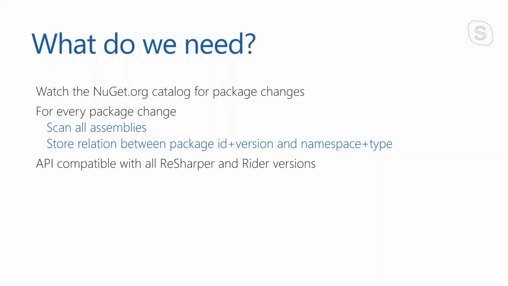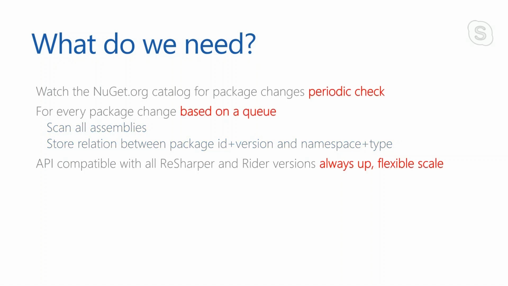So let's build a new version. What do we need? We need something to watch the NuGet.org catalog for changes in packages. For every package change, we want to download the package, of course, crack it open, it's just a zip file, and then scan all the assemblies that are in there. So we want to open up the assemblies and look what public types are available in there, and then store somewhere the relation between the package ID and version and the public namespaces and types that are in there so that we can search for them later on in the API. That, of course, has to be compatible with ReSharper and Rider versions since the beginning that we introduced this feature.